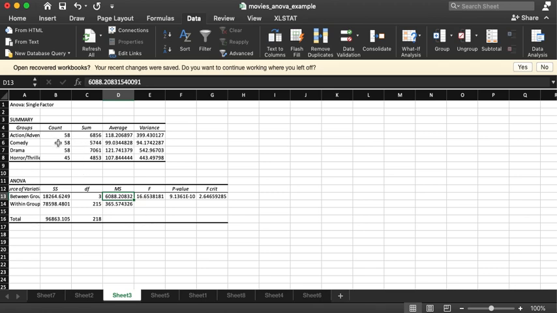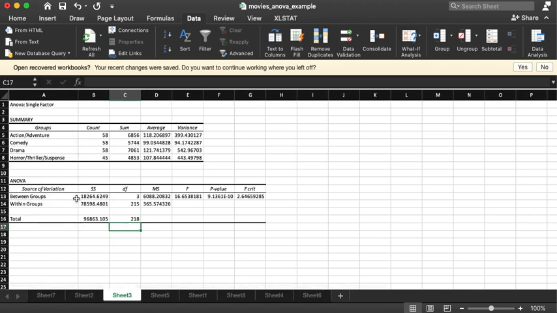So it starts by a summary of different things. So this is the average length for action, average length for comedy, the variance, how many are in each one, and then just move that over a little bit so you can see it. And then the numbers that we've talked about in class.